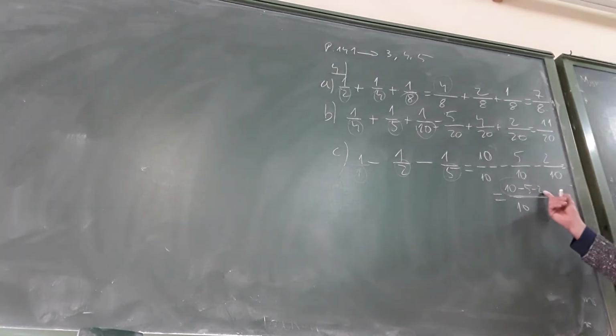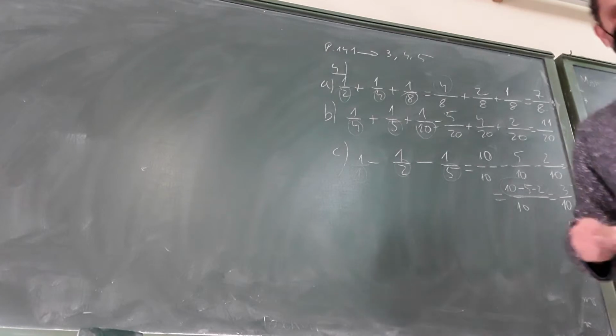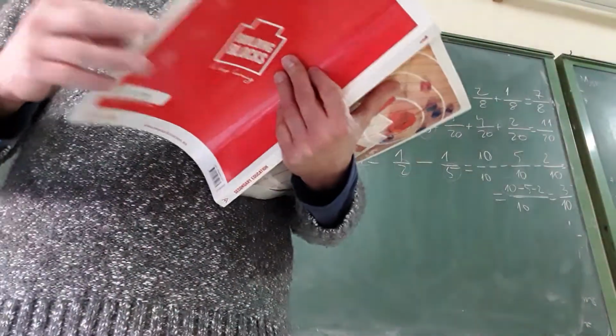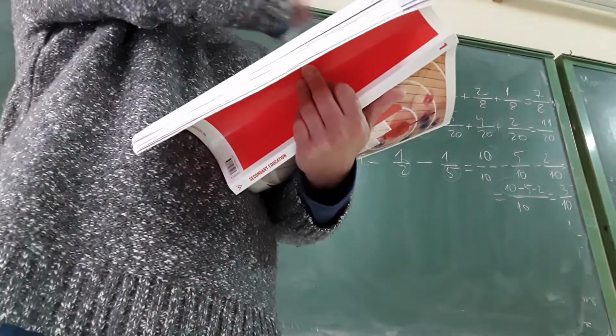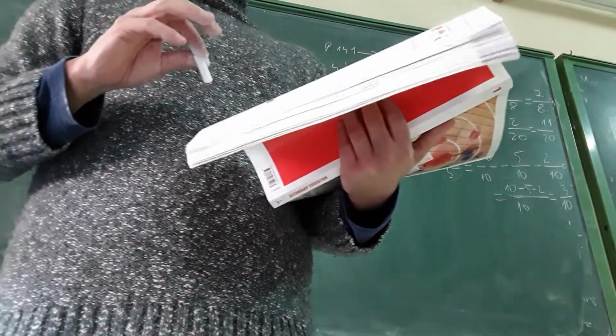Esto os he dicho siempre que tengáis cuidado, pero tened cuidado de si da negativo. ¿Esto da negativo? No, María, hazlo en orden. 10 menos 5, 5. 5 menos 2, 3. 3 tenths. Perfect. We always have to pay attention to simplification. Sometimes we can simplify the results. Is it possible in these cases? Can we simplify any of the results? No.